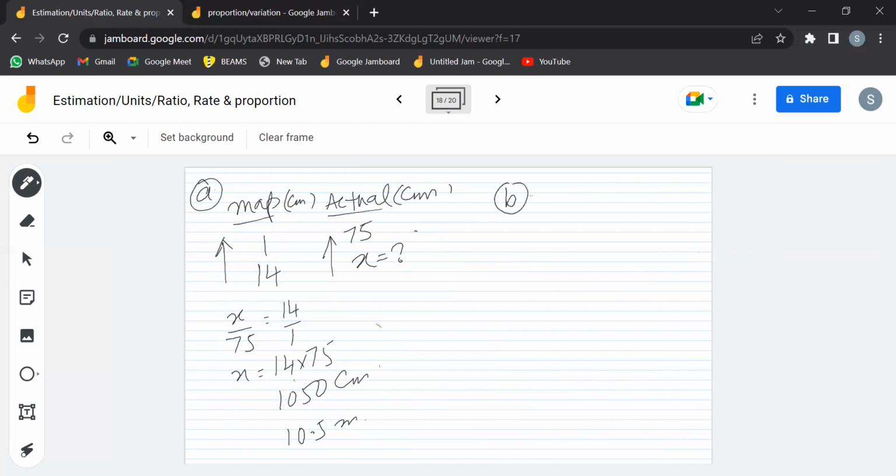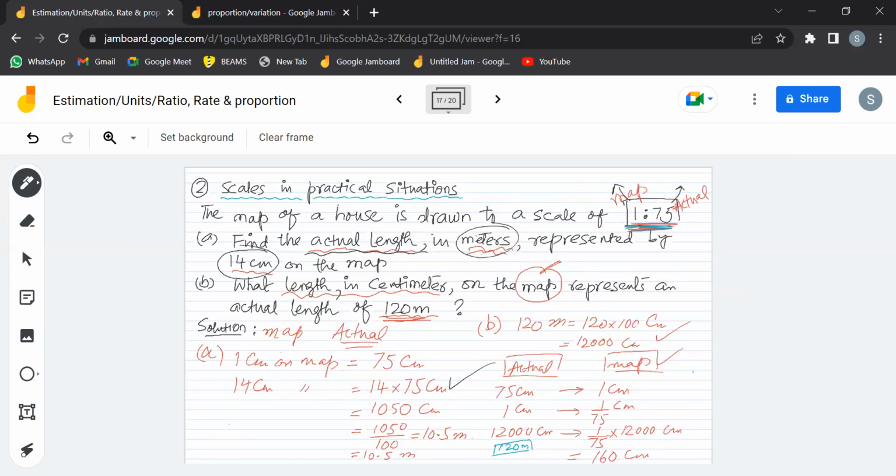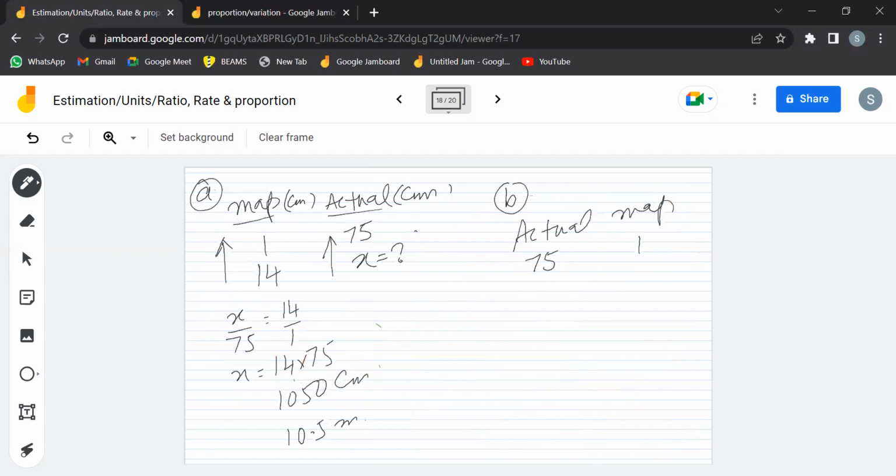The second, actual and map. So 75 is actual and map is 1. Both are in centimeters. So the last part was to find the length in centimeters on the map for 120 meters. 120 meters is actually 12,000 centimeters. So we need this in centimeters.